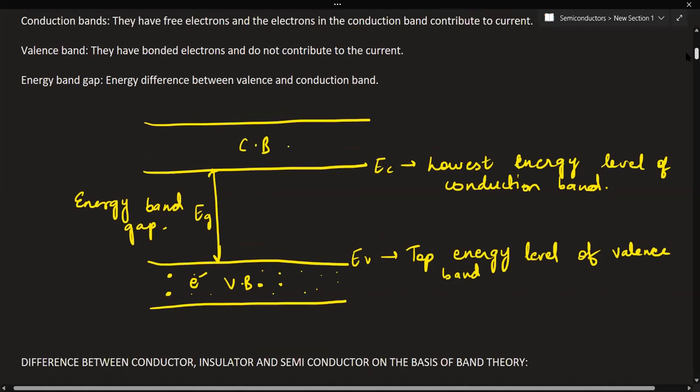Conductors, and we had seen there were two kinds of bands. One was the valence band and the other one was the conduction band. And the gap between these two bands represented the energy band gap. So yes, we can classify conductors, insulators and semiconductors on the basis of band theory.